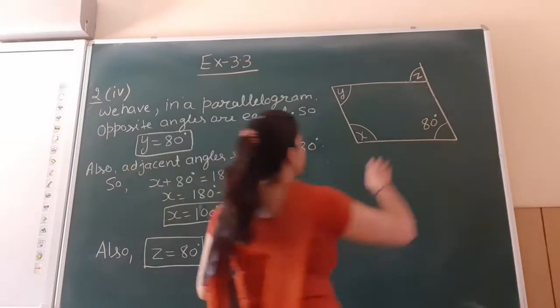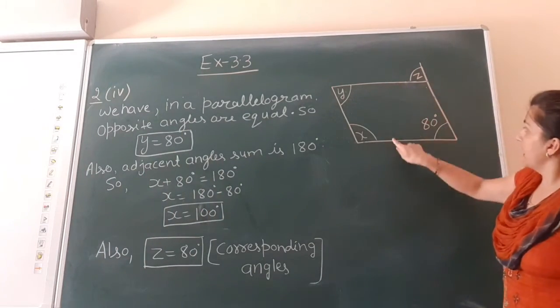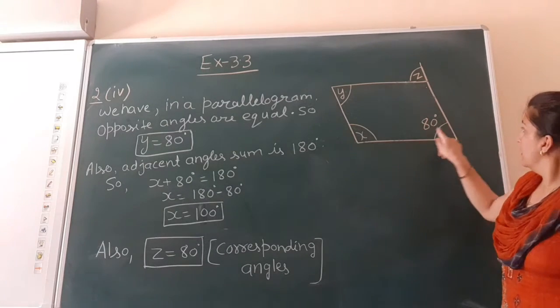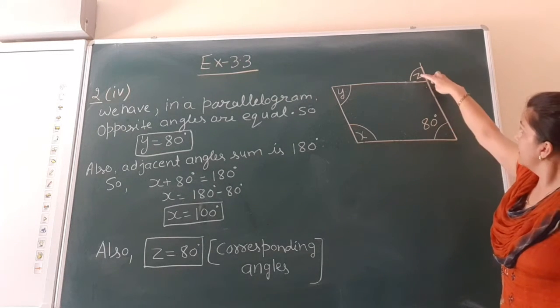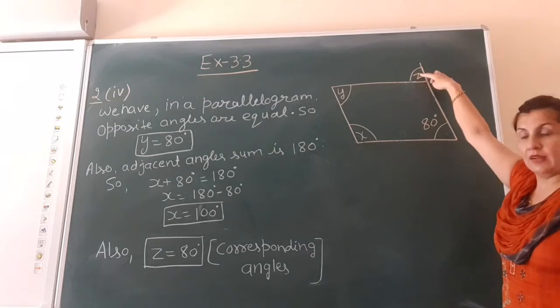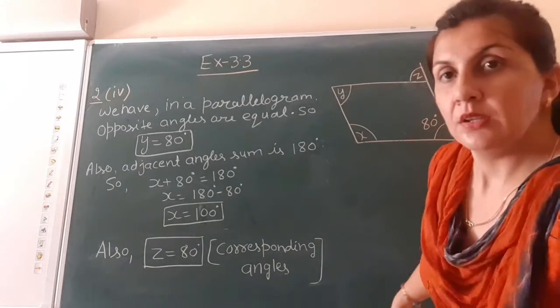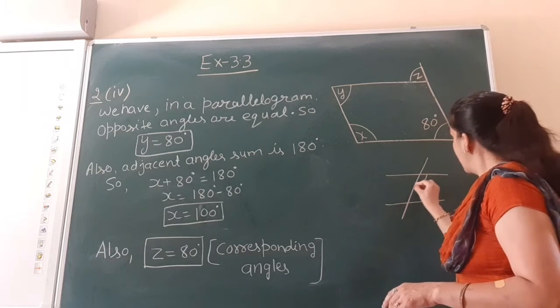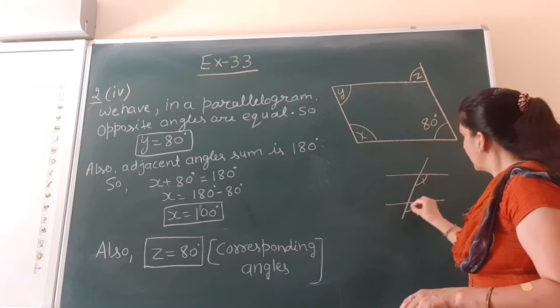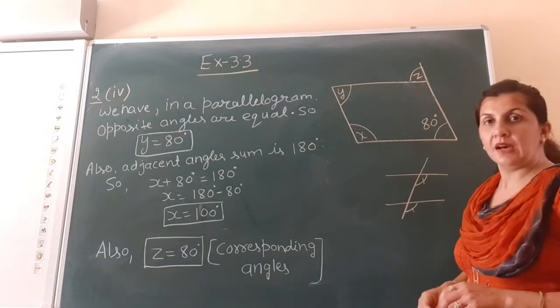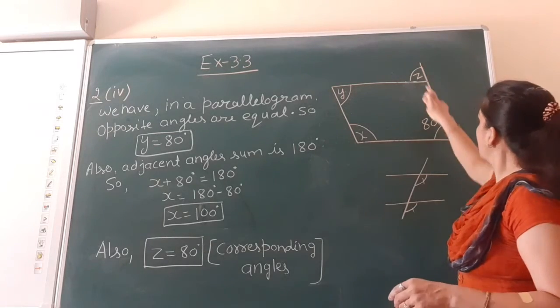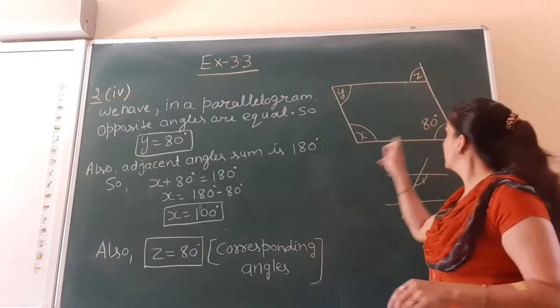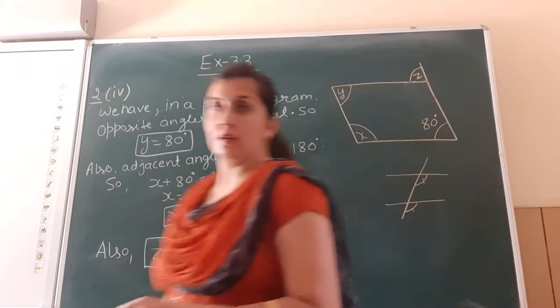Now we are left with z. For this z, both lines are parallel, and 80 degrees and this angle are corresponding angles. If two lines are parallel, then these are corresponding angles, and corresponding angles are equal. So z is equal to 80 degrees.